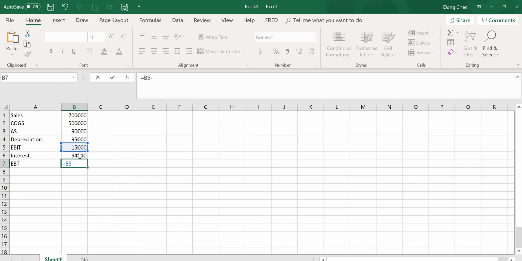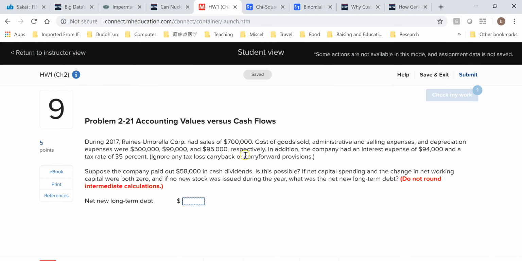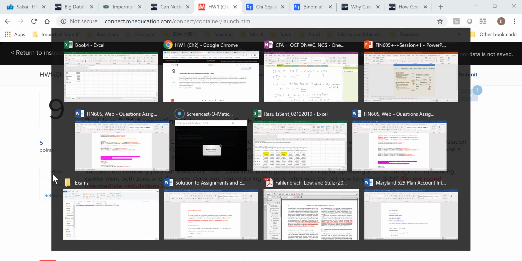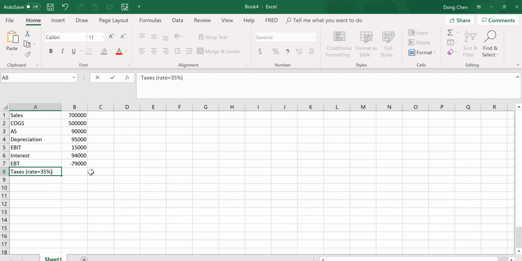And that's why the quantification we just read here, ignore any tax loss carryback or tax carry forward provisions, will be useful. The tax rate is 35%, but in this case the tax rate doesn't matter because the taxable income is a negative amount. The taxes without loss carry forward or carry back will be 0. So that means net income is simply equal to EBT.